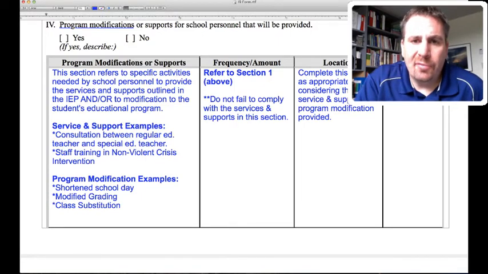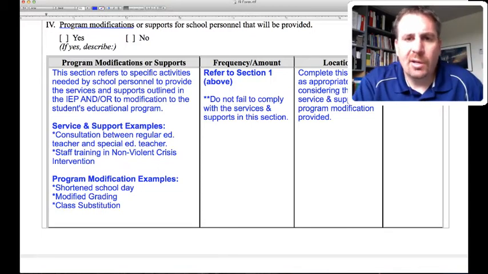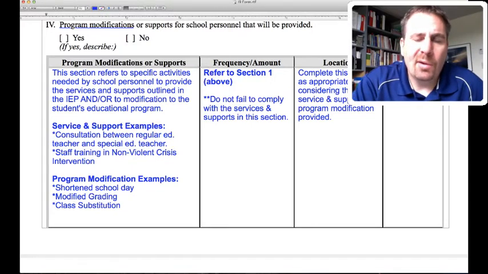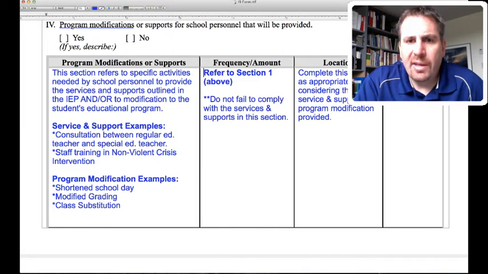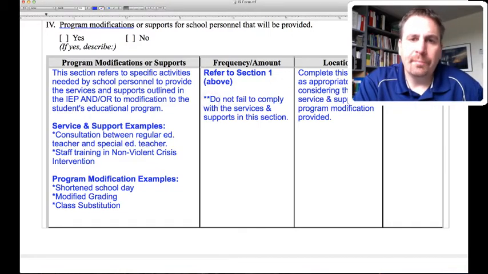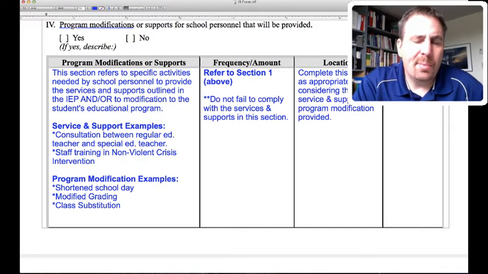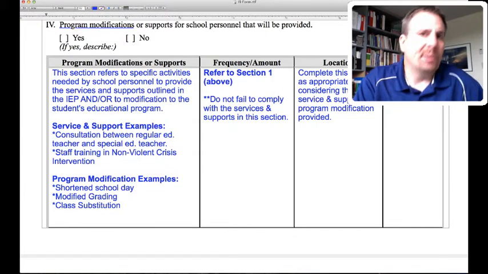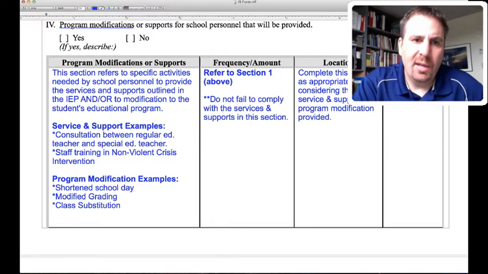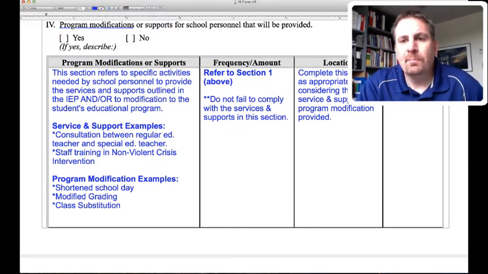Now, in terms of frequency and amount, I think, again, you can refer to section 1 above, but I want to remind everyone that just as with the other sections of the IEP, don't fail to comply with what we say we're going to do. If we say that we are going to be consulting with a regular ed teacher once a week for 30 minutes, then we need to be consulting with that regular education teacher once a week for 30 minutes. It can't be, well, it's just when I catch them. When we write it in an IEP, it must happen. So make sure that if we're writing it in there, and it's very appropriate to write it in there, but make sure it then happens.